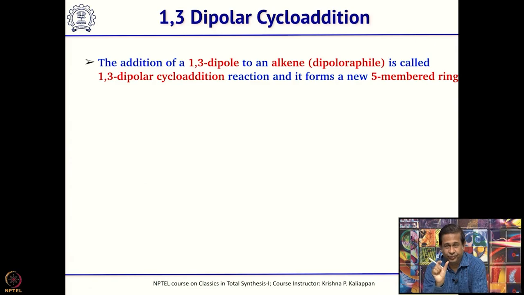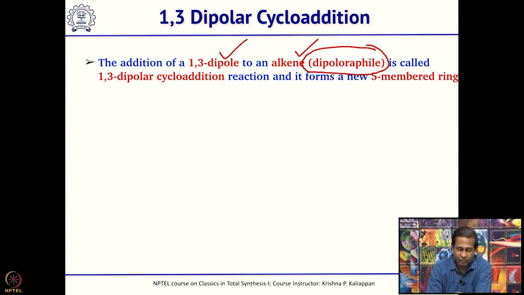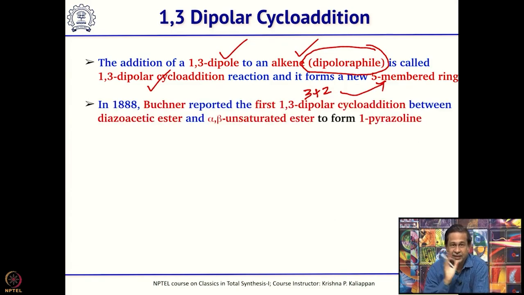So a 1,3 dipole is a 3-atom unit having a dipole, and it adds to an alkene. These alkenes are called dipolarophiles. In the Diels-Alder reaction it is called diene and dienophile; here it is called dipole and dipolarophile. When they react together, the reaction is called 1,3 dipolar cycloaddition reaction. Obviously, when you add 3+2, you get a 5-membered ring. So that's the basic thing about 1,3 dipolar cycloaddition.